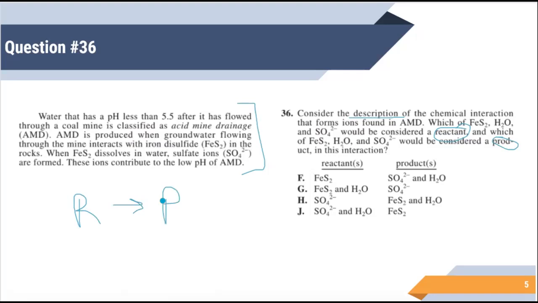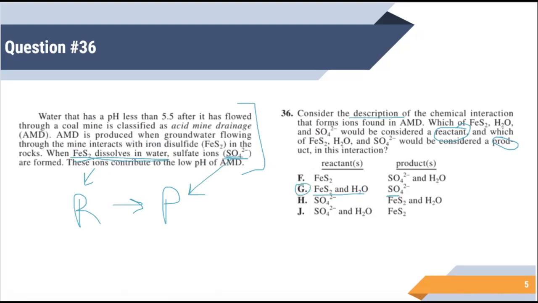Okay, so let's read this description here. You can see that we are starting with FeS2 and water. Those two are going to dissolve together, so those would be our reactants. So FeS2 and water are our reactants. And then it says that it makes sulfate ions. That's our product. So the answer for 36 should be G, what we start with and what is made.